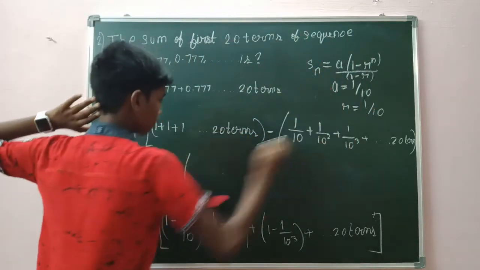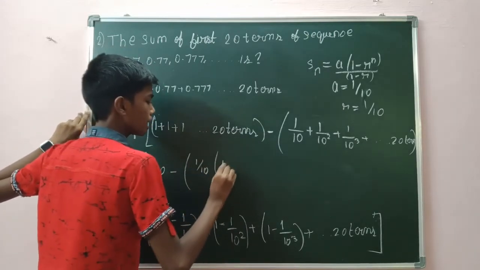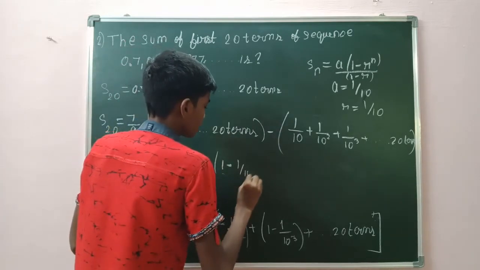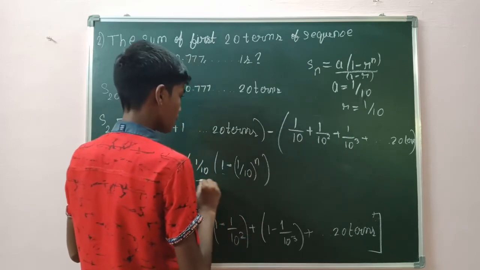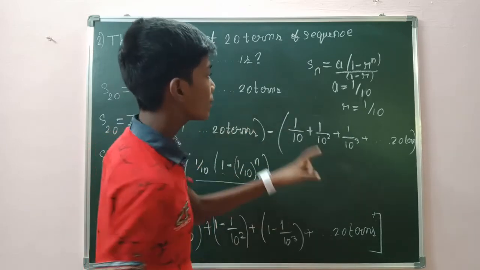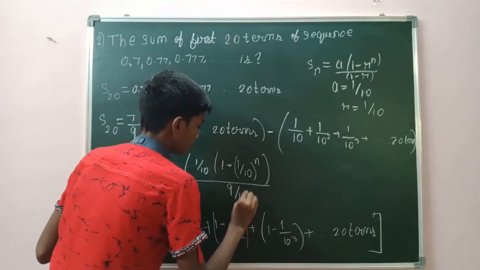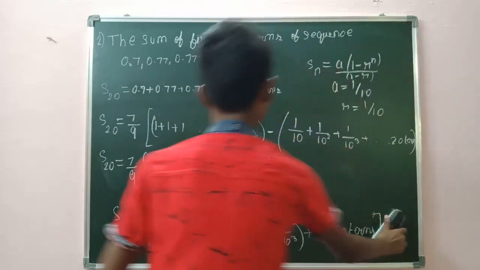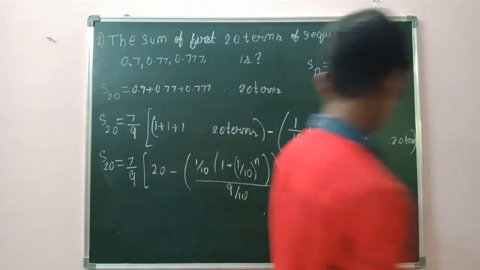So the sum of n terms of a GP is A into 1 minus r power n divided by 1 minus r. Here A is 1 by 10, into 1 minus r power n, where r is 1 by 10, so 1 by 10 power n, divided by 1 minus r. 1 minus r is 1 minus 1 by 10, which is 9 by 10. I am just using the sum of n terms of a GP formula.